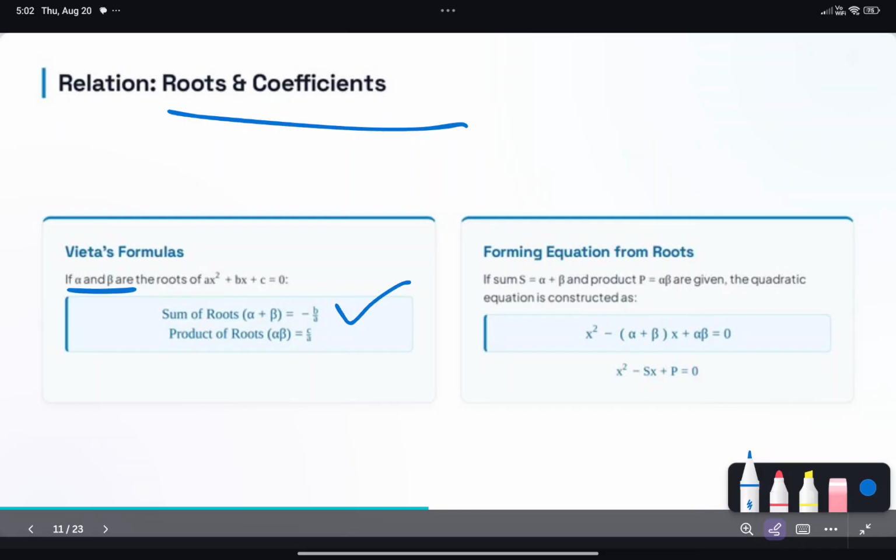You are adding the two roots, getting a certain value. That value must be equal to minus b by a. In the same way, you multiply alpha into beta. The product of alpha and beta gives one value, and that value must be equal to c by a. Clear?